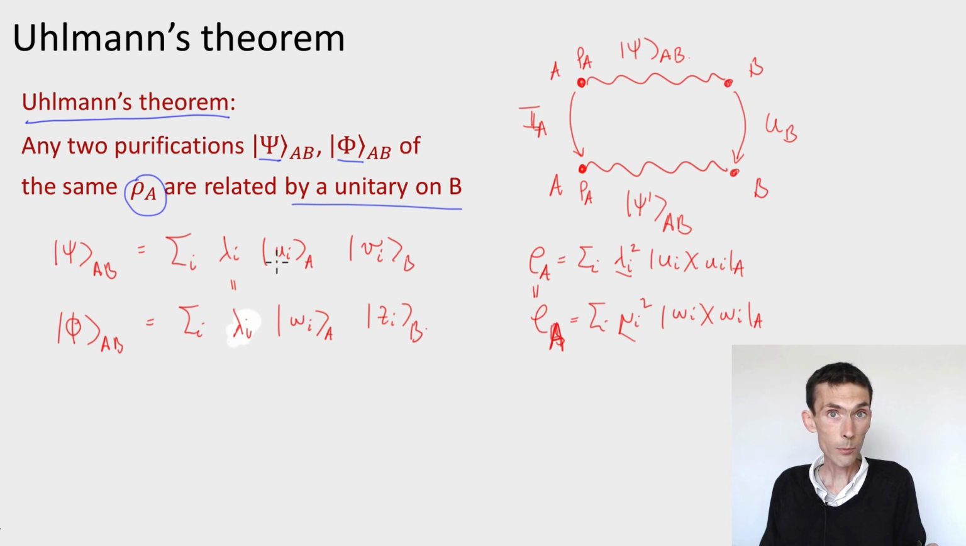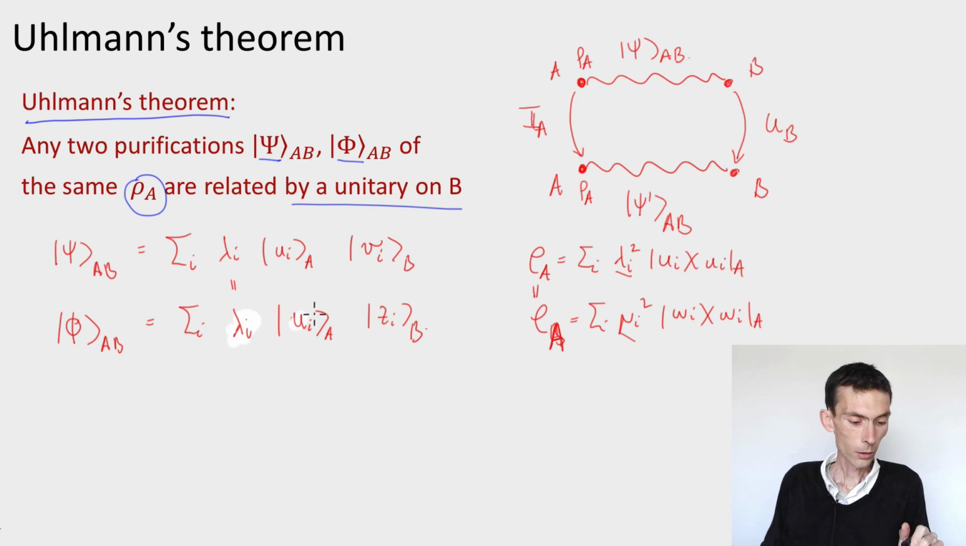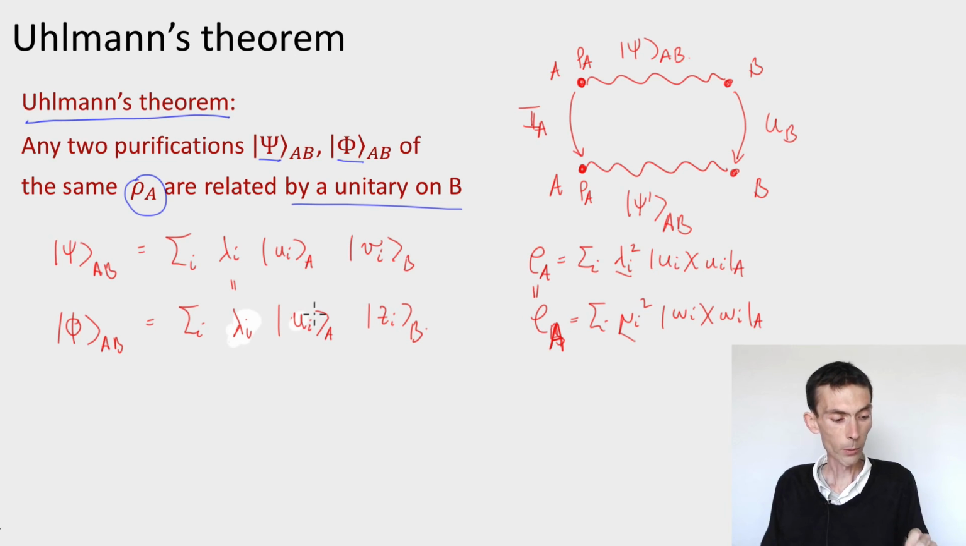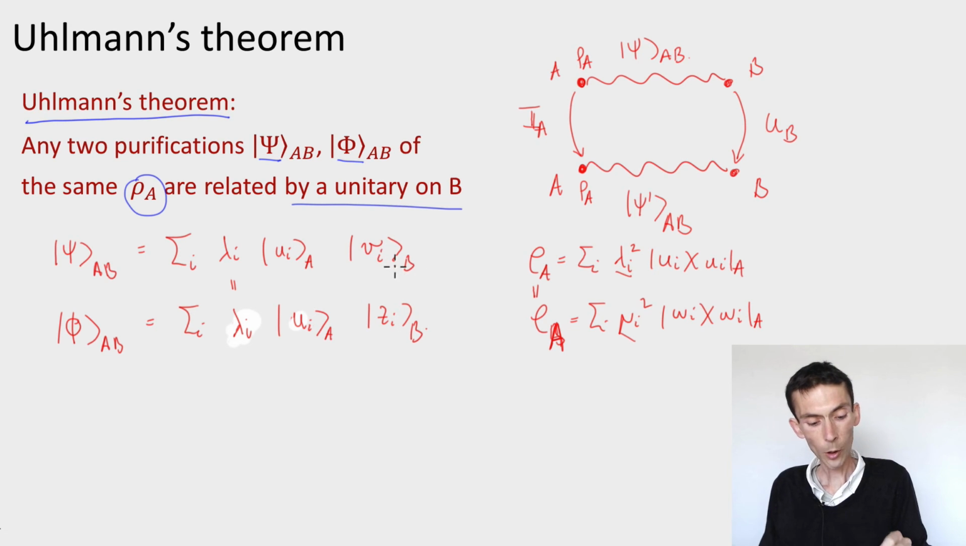So I can use the same basis for the eigenspace both for psi and phi because they have the same reduced density. And so again, I can ensure in this way that the w_i's are equal to the u_i's. So here is how I can always write my Schmidt decompositions. And now the only remaining part is the part on the B system. And these need not be the same because I don't know whether the reduced densities on B are the same or not. They might be different.